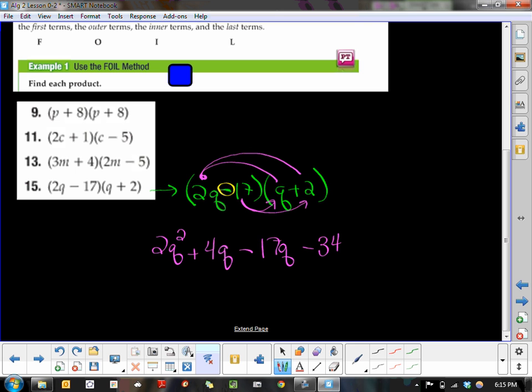Collect your like terms. Our like terms are situated in the middle again. You got 2q squared. Then you got more negatives than positives, 17 negative and 4 positive. You're going to end up with negative 13q minus 34.